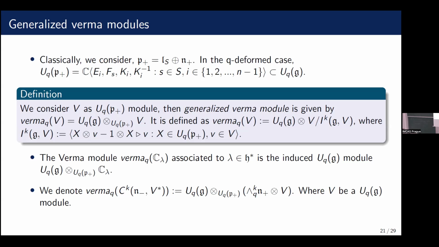So for example, for the Grassmannian 4-2, you are crossing the second node. For the Levi, you only have E1 and E3, F1, F3. But for U_q p plus, you have to take E2 also because you are considering n plus.